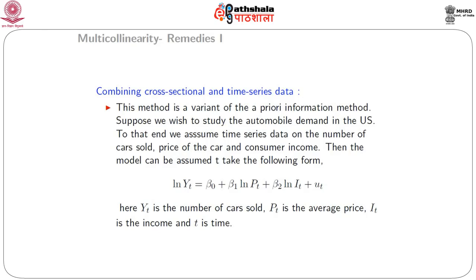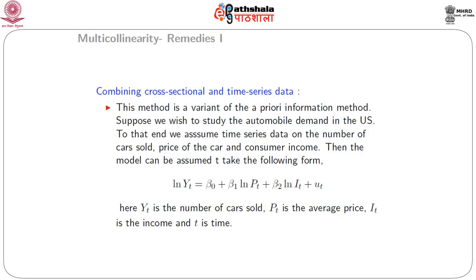This method of removing multicollinearity is a variant of the a priori information method. The a priori information method is another method of remedying multicollinearity where we use prior information to estimate some of the parameters of the collinear predictor variables in a model and then plug them into the model so that the other parameter can be estimated with more precision. So, combining cross-sectional and time series data can be considered as a variant of this method.